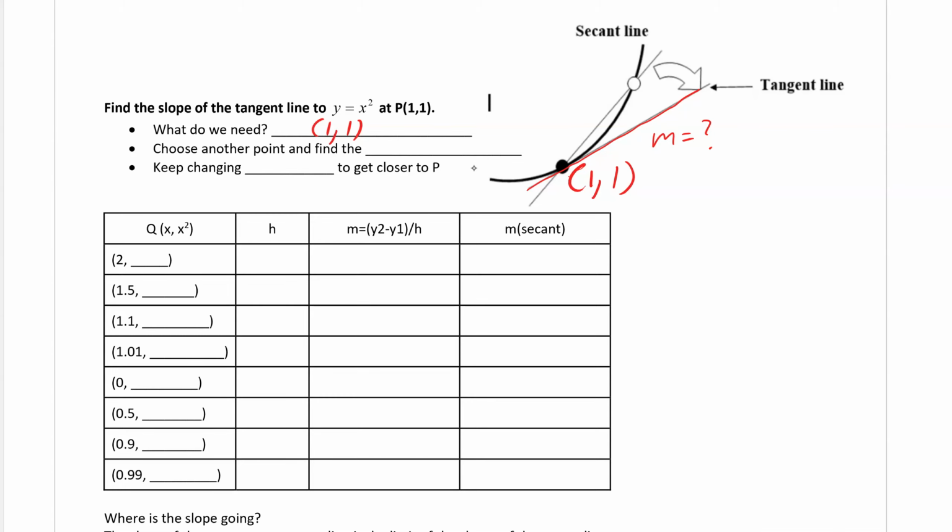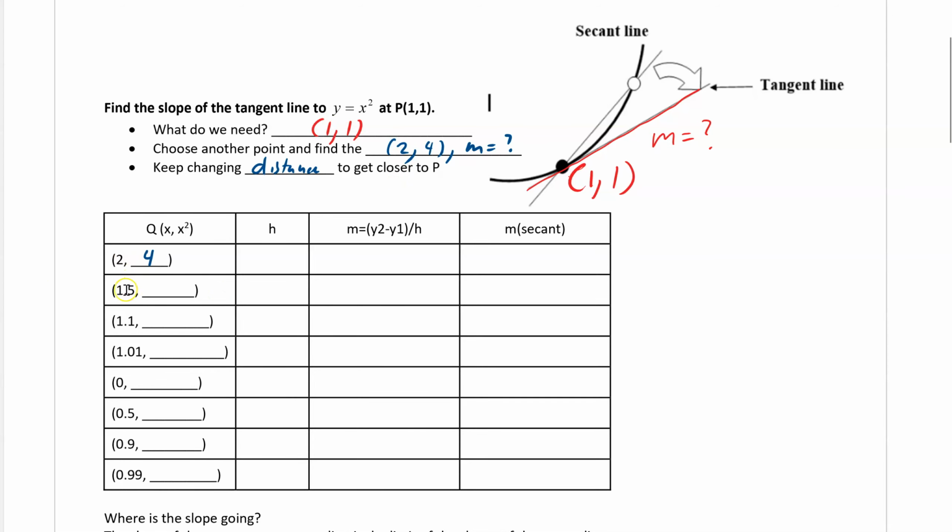We also need to now find another point. So we're going to go 1 unit away. So that would be 2, and then 2 plugged in would be 4. And then we're going to find the slope. And then we keep changing that distance to get closer to P. So like this. If I'm 1 unit away, I'm at 2. So that would be at 2, 4.